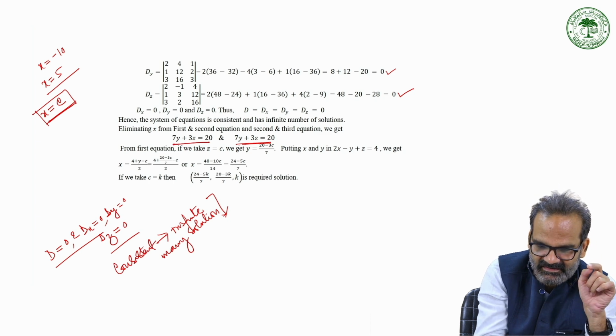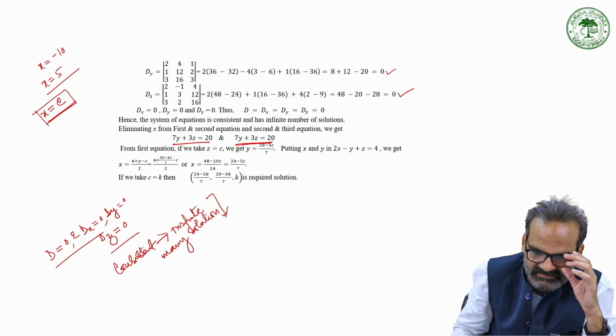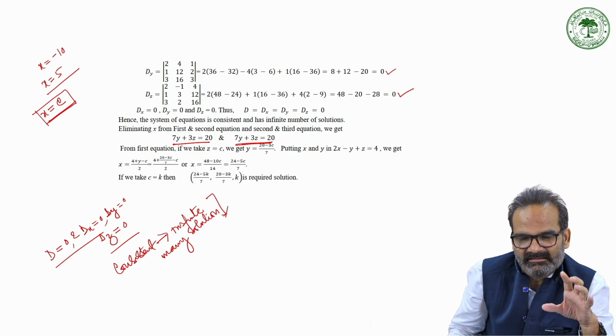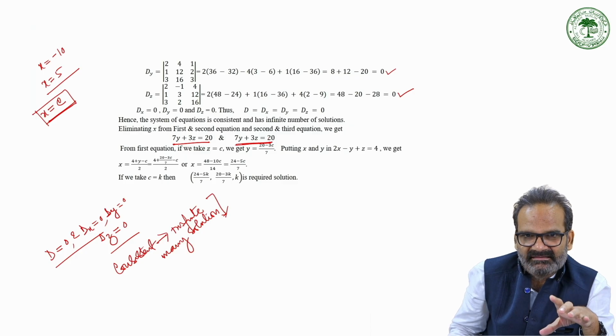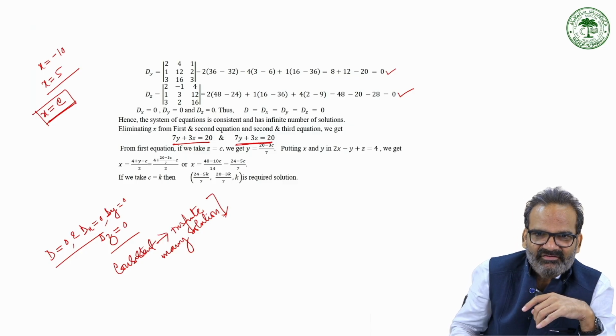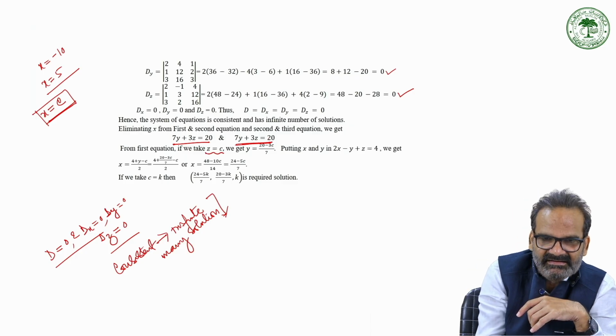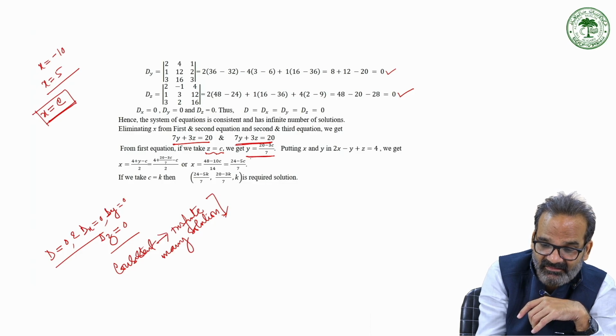You will get the equation 7y plus 3z is equal to 20. Then solve equation number 2 and 3, right? From the first equation, if we take the value of z as c, then the value of y will be this. Now z is c, and the value of y is this.